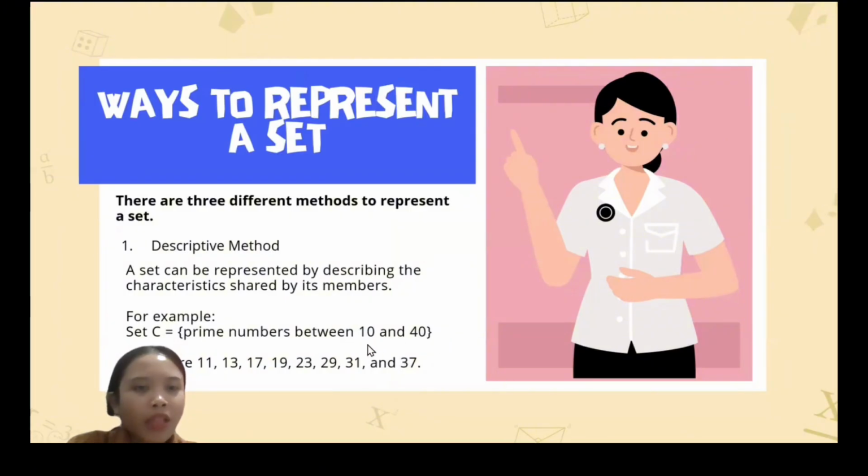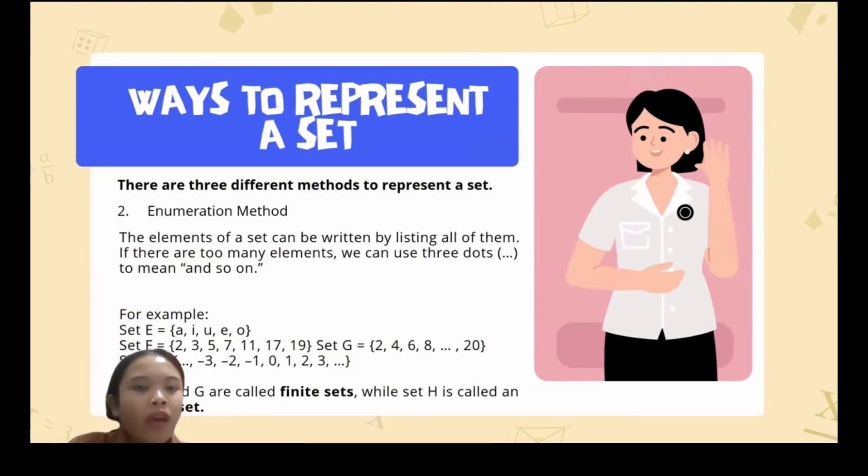The first method is the descriptive method. In this method, a set can be represented by describing the characteristic shared by its members. For example, set C equals prime numbers between 10 and 14, which are 11, 13, 17, 19, 23, 29, 31, and also 37. Next, we have the enumeration method.